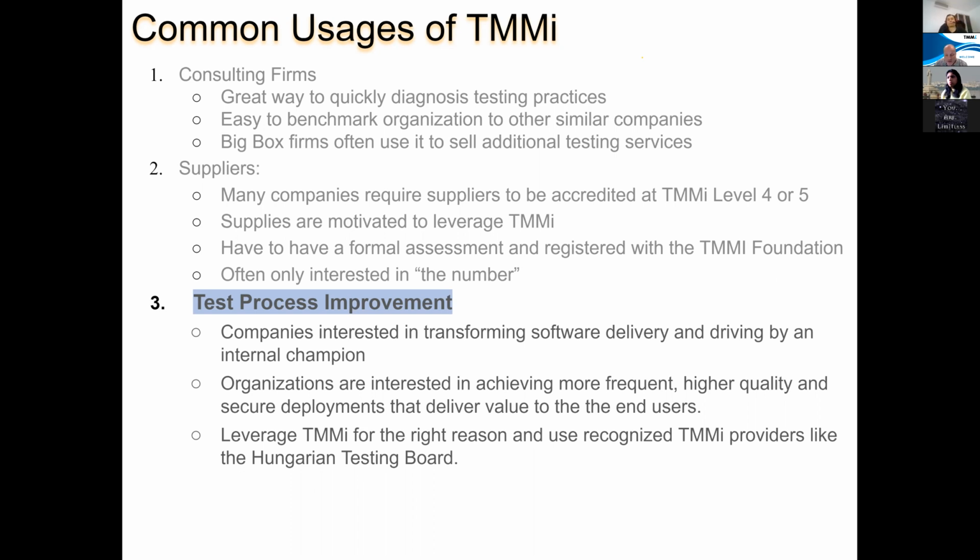And as you can guess, since I have it highlighted, test process improvement is the other most common usage of the TMMi framework. So companies that want to figure out how to deliver software faster, with higher quality, more security, and better availability and reliability, they use the TMMi process to continuously improve their testing capability. So assess, make improvements, reassess, continue to make improvements. And this is the one we're going to talk about today. This is the one that is what I consider the real value of this framework. So we're going to dig into this one a little bit more.